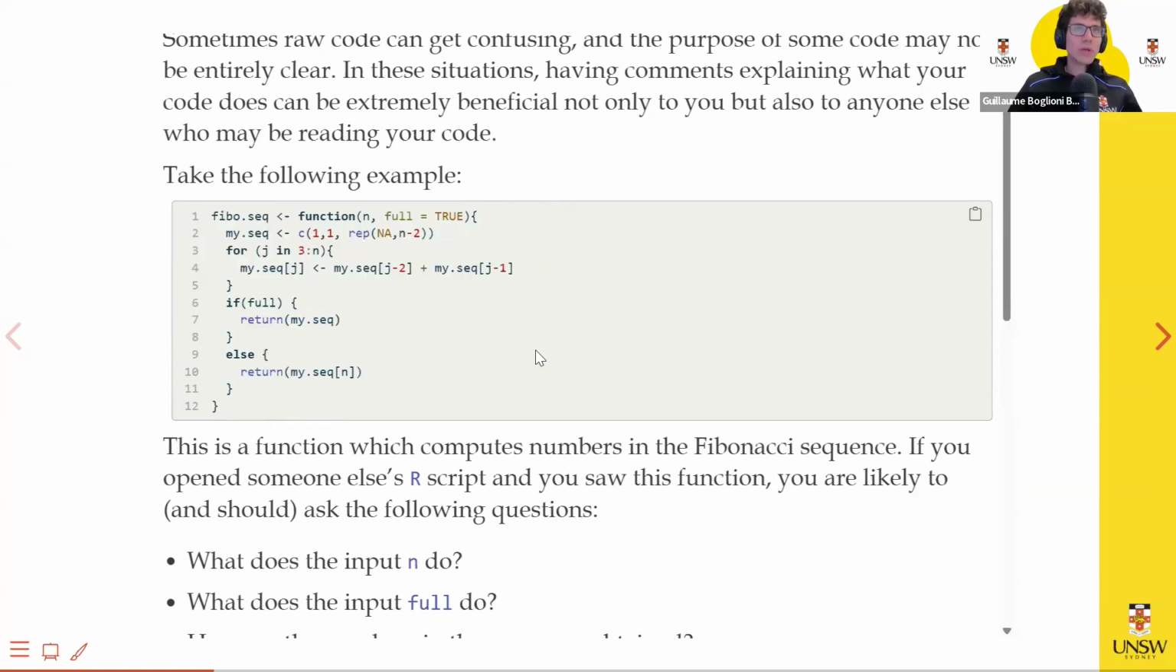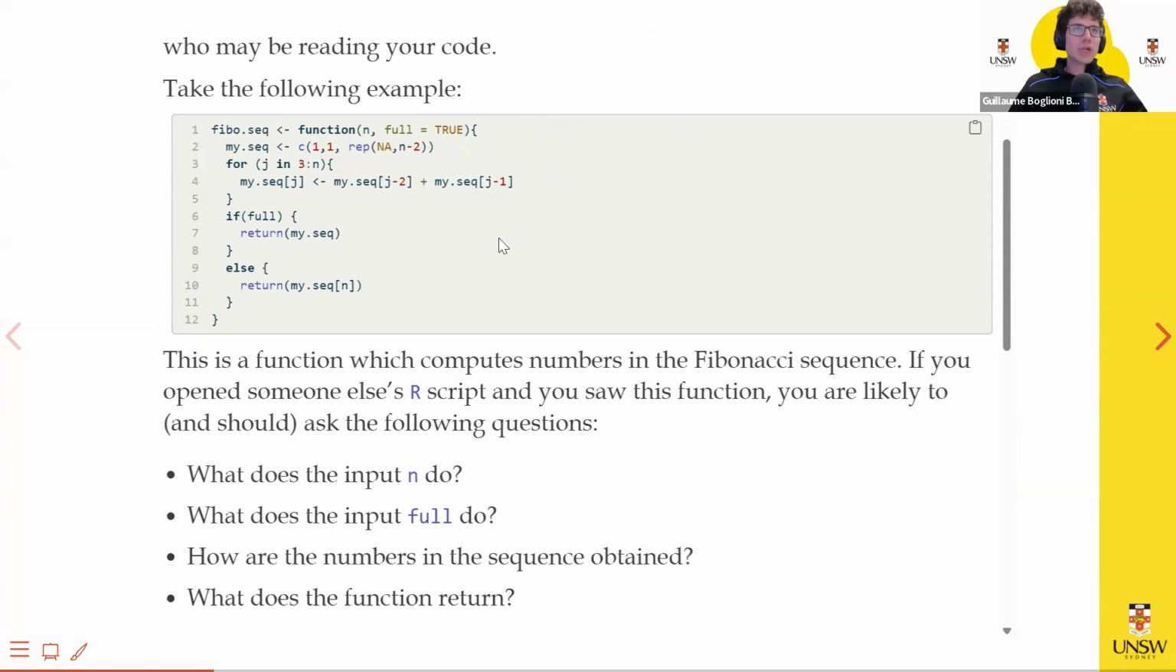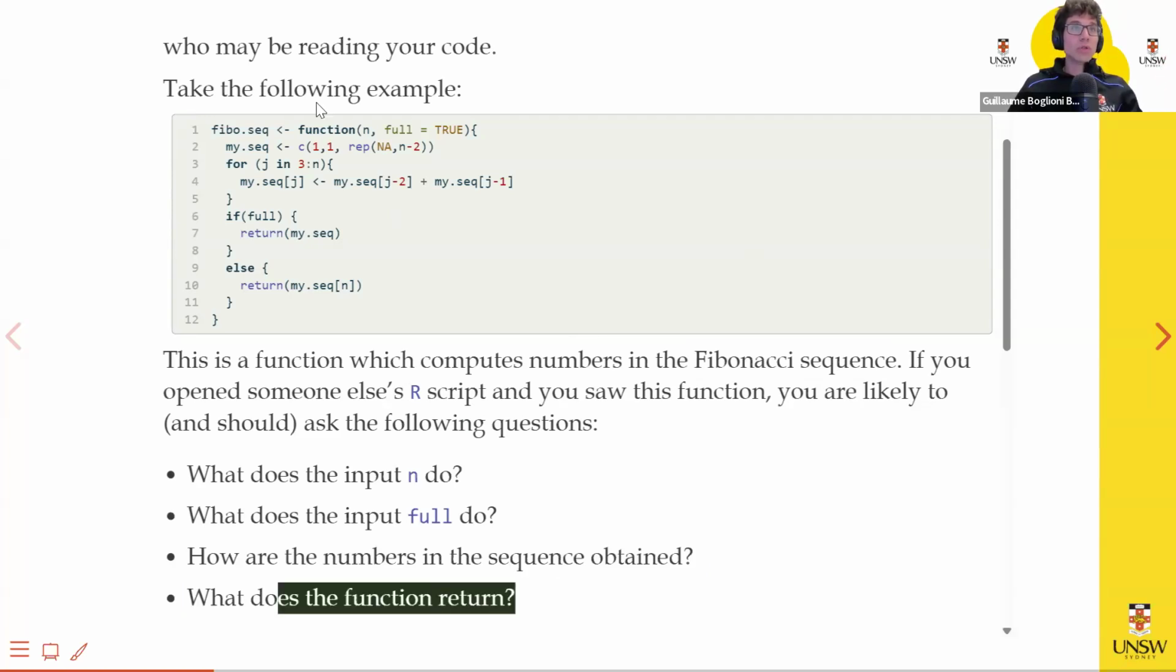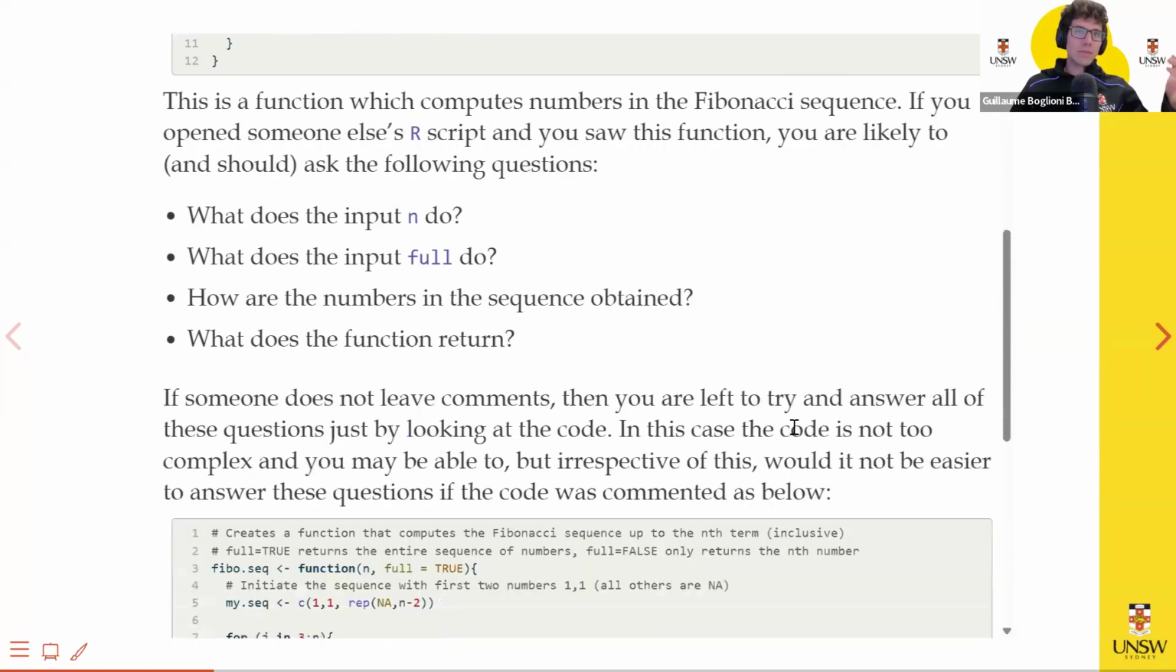Now, again, it's a small example. Eventually, if you read this, you'll figure out what it does. But if you just look at that, you'll have lots of questions that will take you a while to figure out by yourself. What is n? What is full? Okay, this is actually creating the numbers in the Fibonacci sequence, but how exactly are the numbers created? What does the function return? You see it's a function, it's going to do something, and at the end it returns something. All stuff you can figure out if you concentrate and read line by line, but it's much easier to understand what the code is doing if it's properly commented.